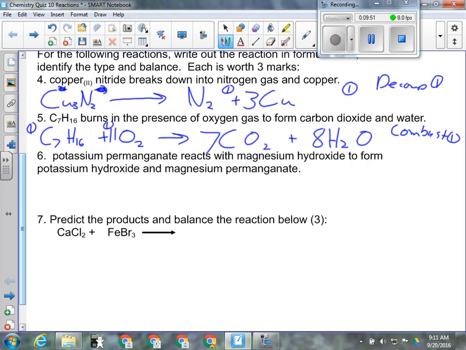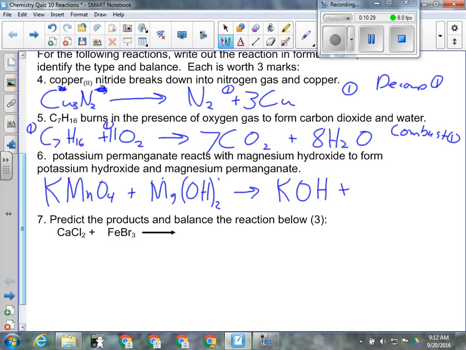Questions on number 5? Okay, number 6. Potassium permanganate. That's that purple stuff that turns your skin brown. It is KMnO4, because K is +1 and permanganate is -1. It reacts with magnesium hydroxide. Magnesium's a +2, hydroxide's a -1, so when we drop and swap, we require brackets. All right, and what's going to happen is the metals are going to switch, so potassium is going to end up with hydroxide, and magnesium is going to end up with permanganate.